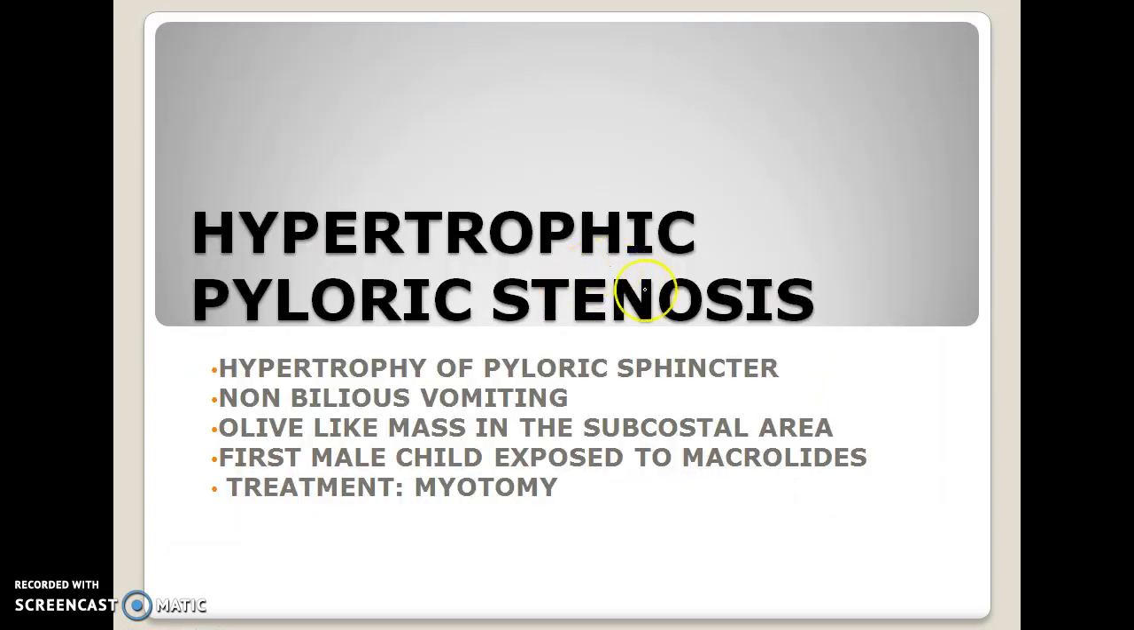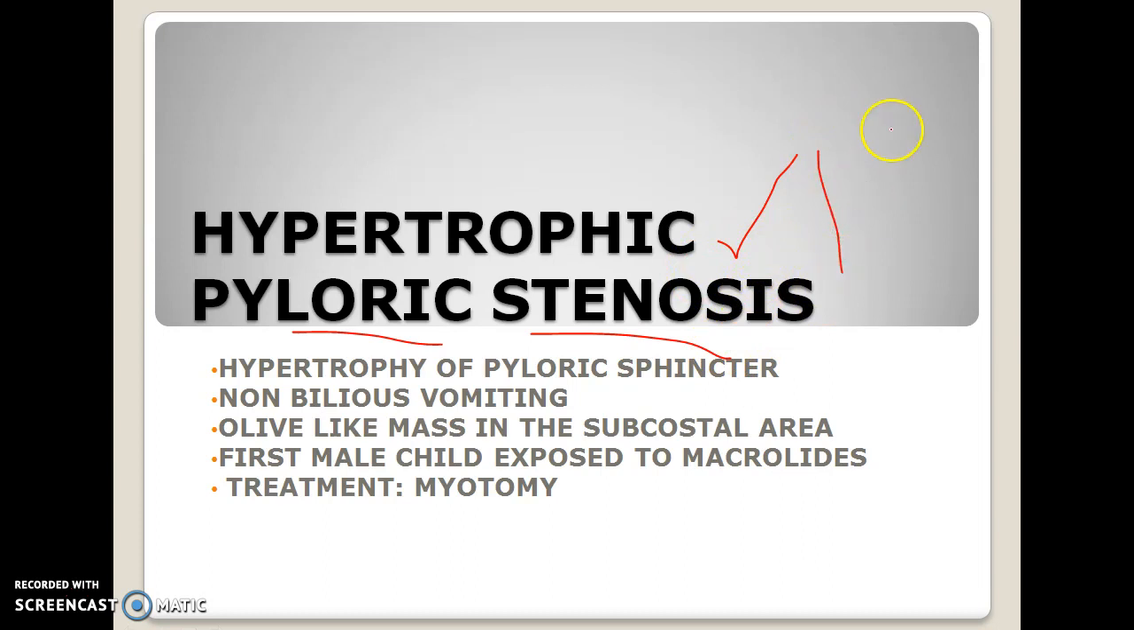The next one is hypertrophic pyloric stenosis. Now what is the pyloric sphincter? It is nothing but smooth muscle which regulates the flow from the pylorus into the duodenum. Whenever this is stenosed, why is the stenosis happening? It is because there is hypertrophy of the muscle. Because of this hypertrophy, something is blocking the food from going from the pylorus of the stomach into the duodenum.